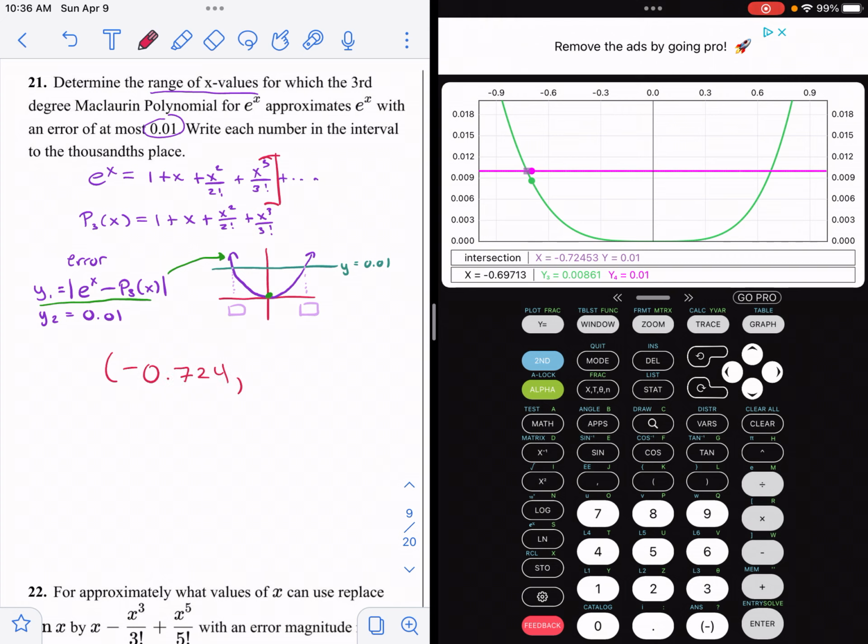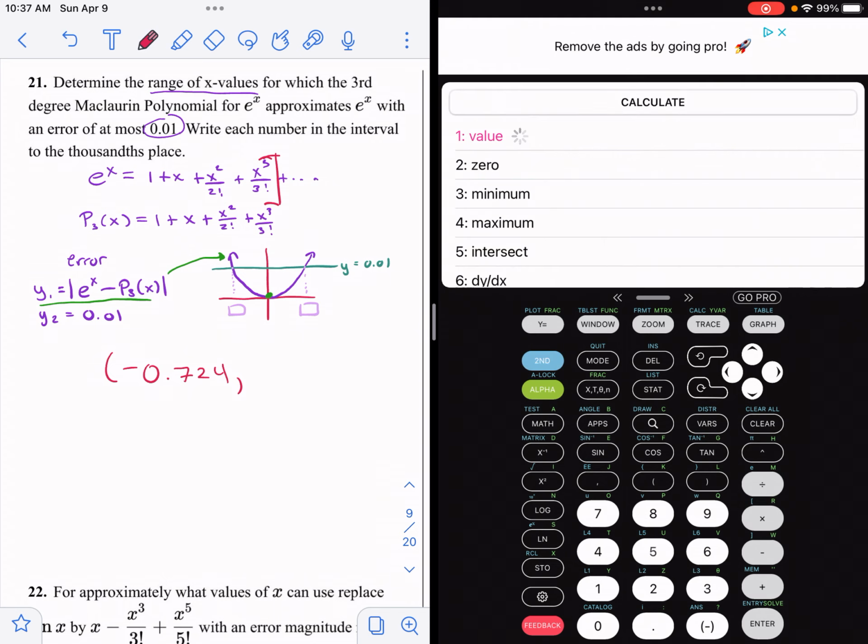Now I think if you're in my class, the one we did in class, we used symmetry. But that was because we did the sine example. E to the x is not a symmetric function, so you really do have to go calculate that other intersection point. It's not going to be positive 0.724 in this case. That was just because of the symmetry of sine.